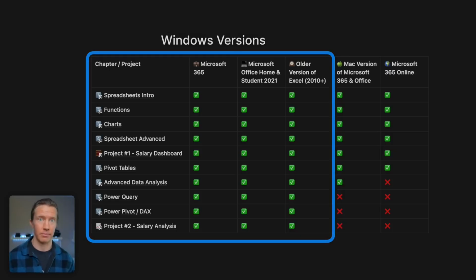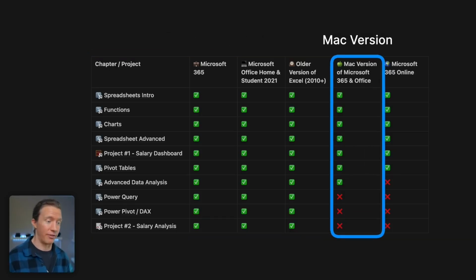you're going to be fine with completing all the different course content. However, if you have the Mac version or Mac operating system and Excel is installed directly on that operating system, you're not going to be able to complete the advanced chapter, specifically on Power Query and on Power Pivot, along with the project.